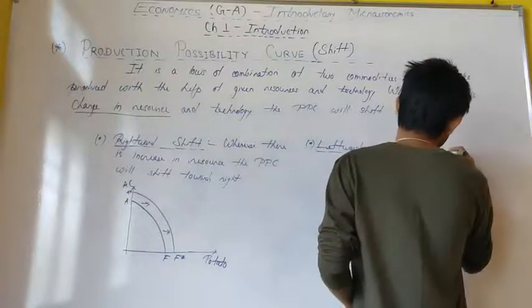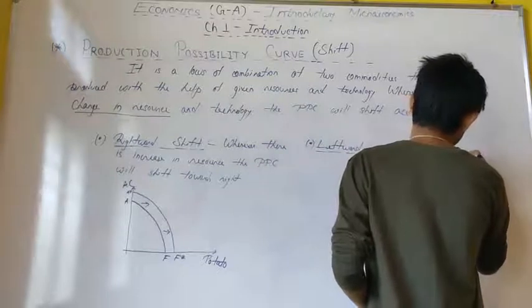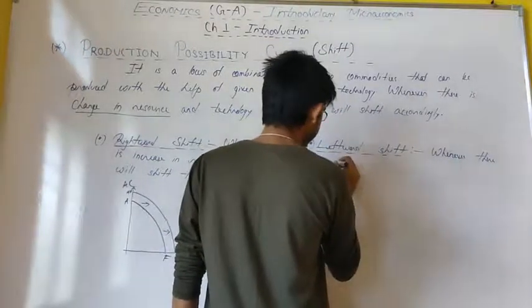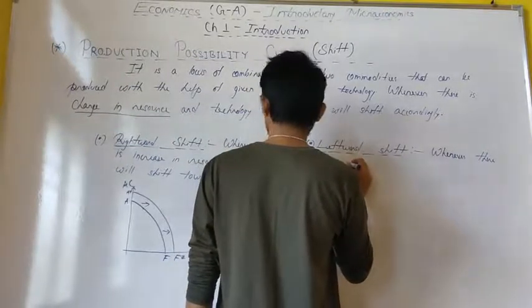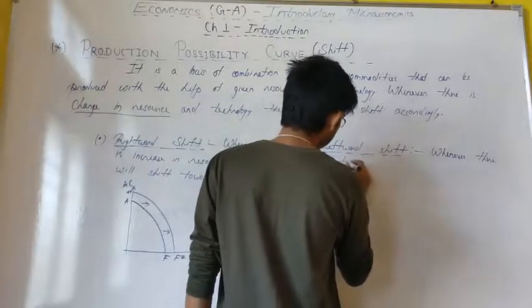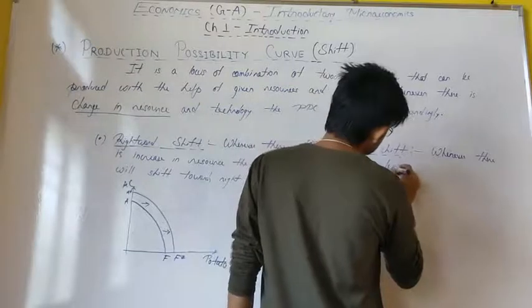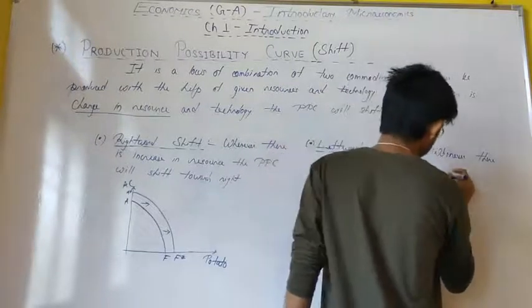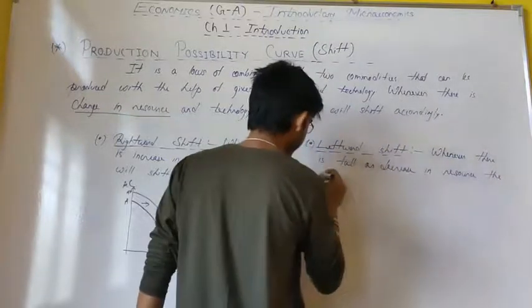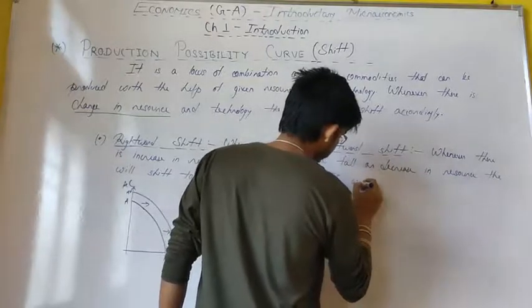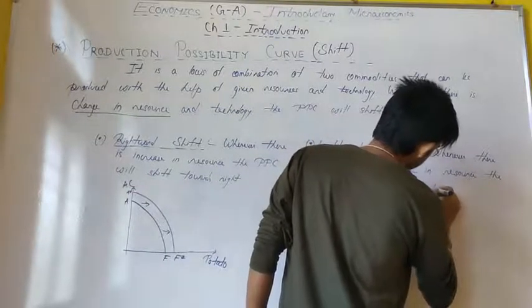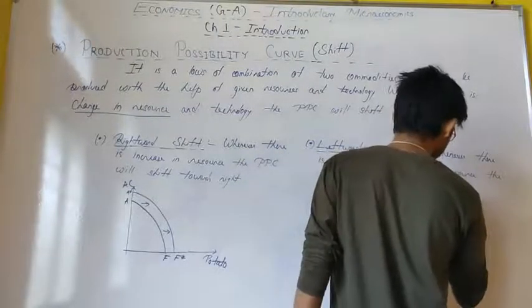So let me write it. Whenever there is a fall or decrease in resource, the PPC will shift towards the left.